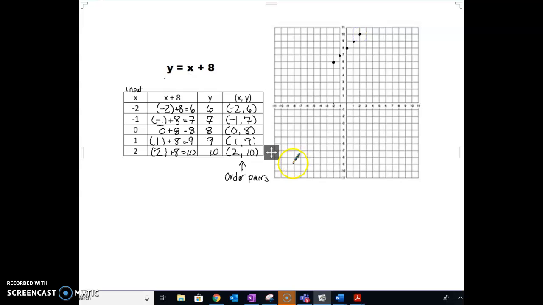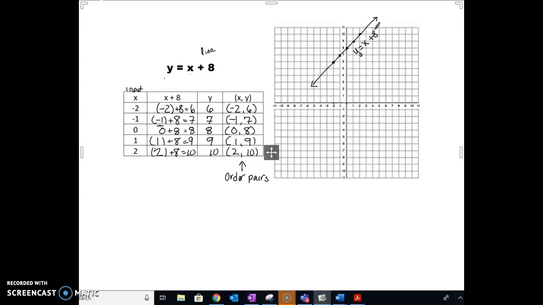So now that you have all of these points, you can draw this line. This is the equation of a line when y is equal to x plus 8. There's my not too bad straight line. This is the line y = x + 8.